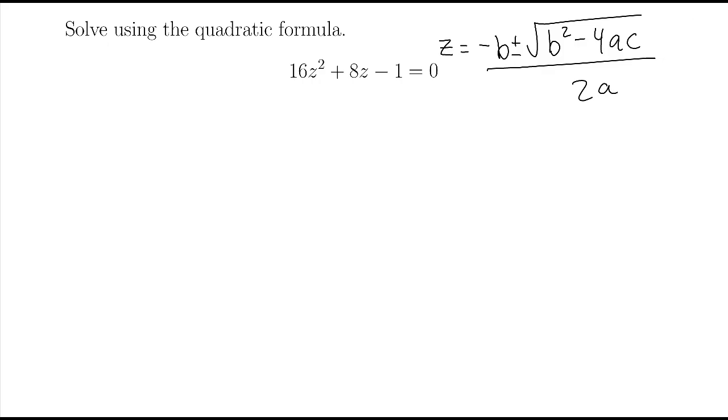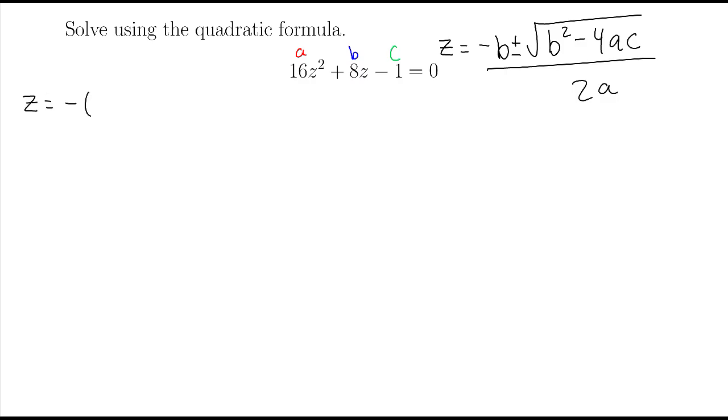We need to identify a, b, and c. Remember, a is the number attached to the squared term, so a is 16. B is attached to the single term, or the term with the variable with the exponent of 1, right? The middle term usually. And then c is the constant term, negative 1. Okay, so we're going to plug those three values into our formula.